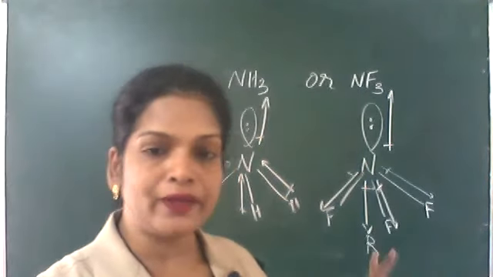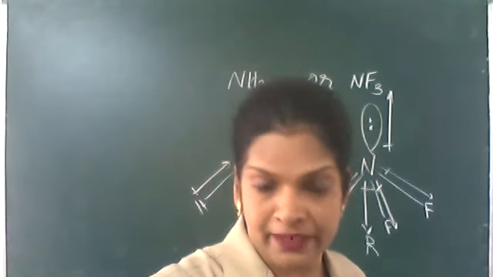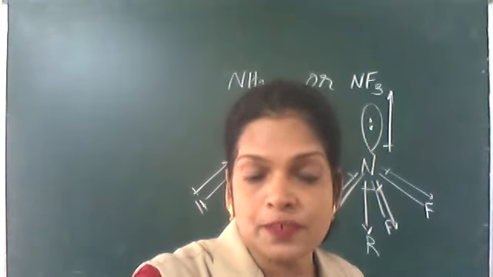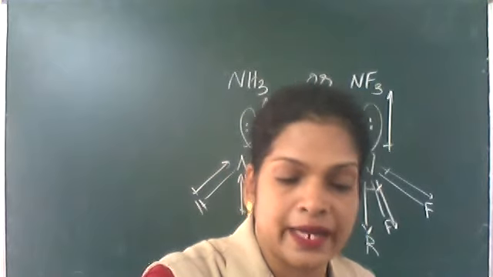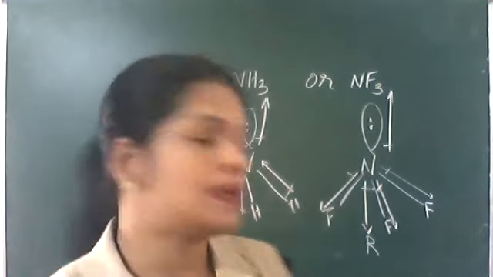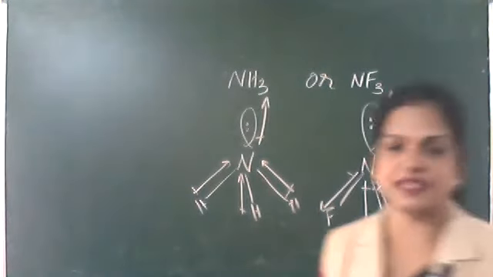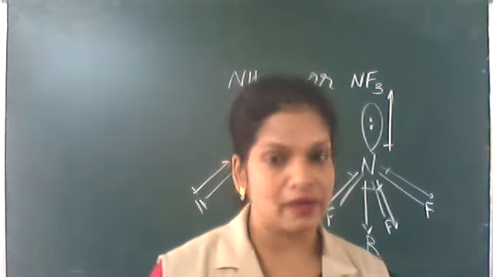So polarity of a bond is due to the difference in the electronegativity values. Polarity of the bond arises. Now how much polarity? 100% ionic bond and 100% covalent bond is an ideal situation, and we say there is no bond that is 100% ionic or 100% covalent.